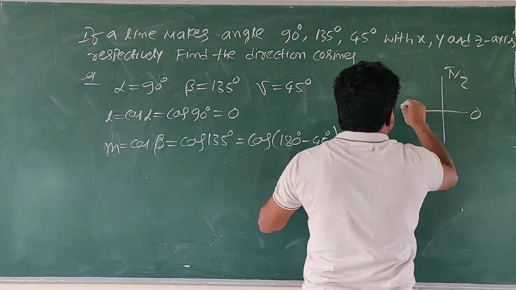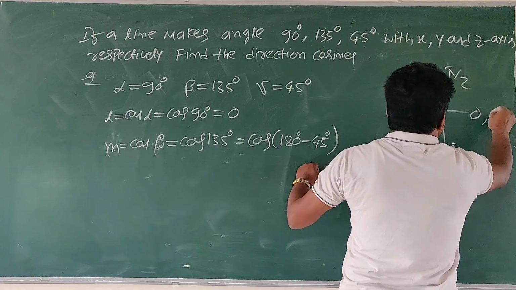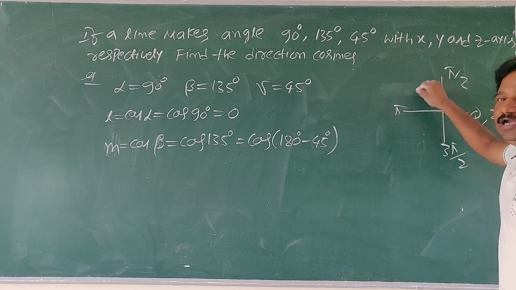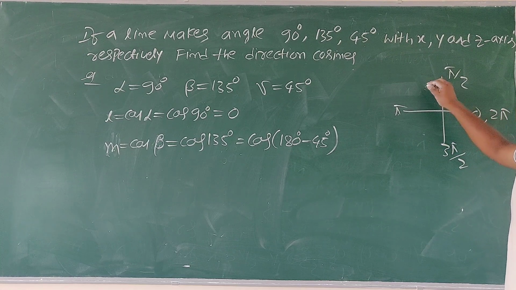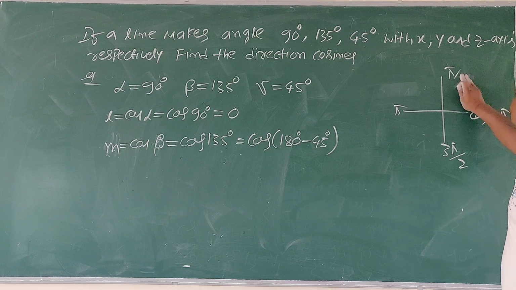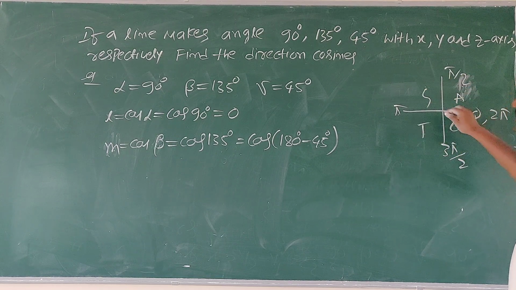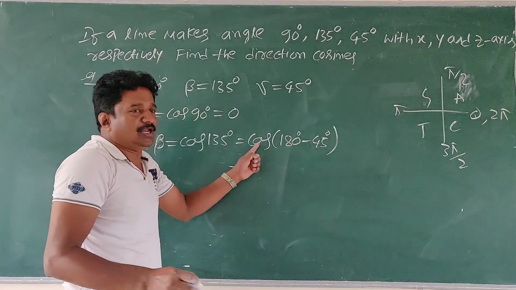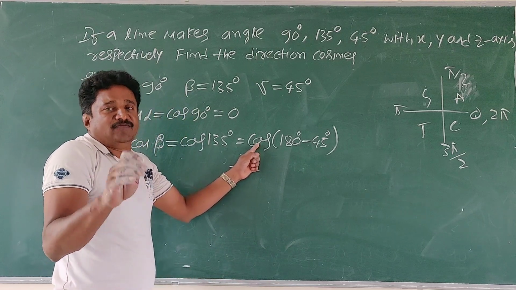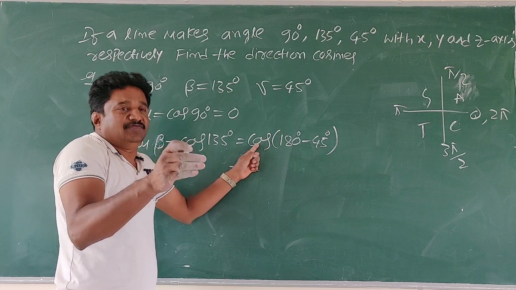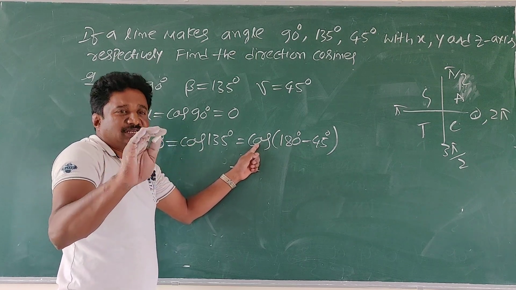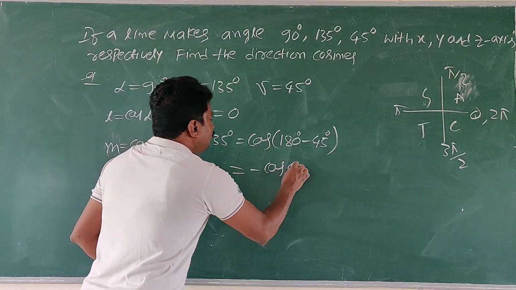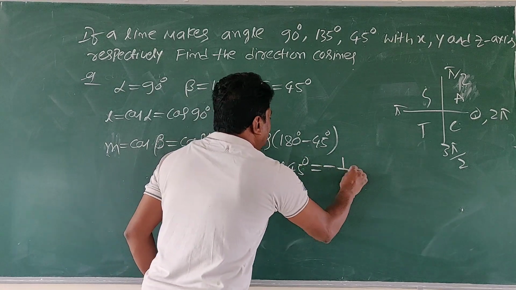0, pi by 2, pi, 3 pi by 2, 2 pi. 0 to 180. 180 plus theta is the third quadrant. 180 minus theta means second quadrant. In second quadrant, ASTC. In second quadrant, sin is positive, cos is negative. So negative. Usually the function will not change. So far we have not solved problems in which the function is changed. So minus cos 45 degree, so minus 1 by root 2.